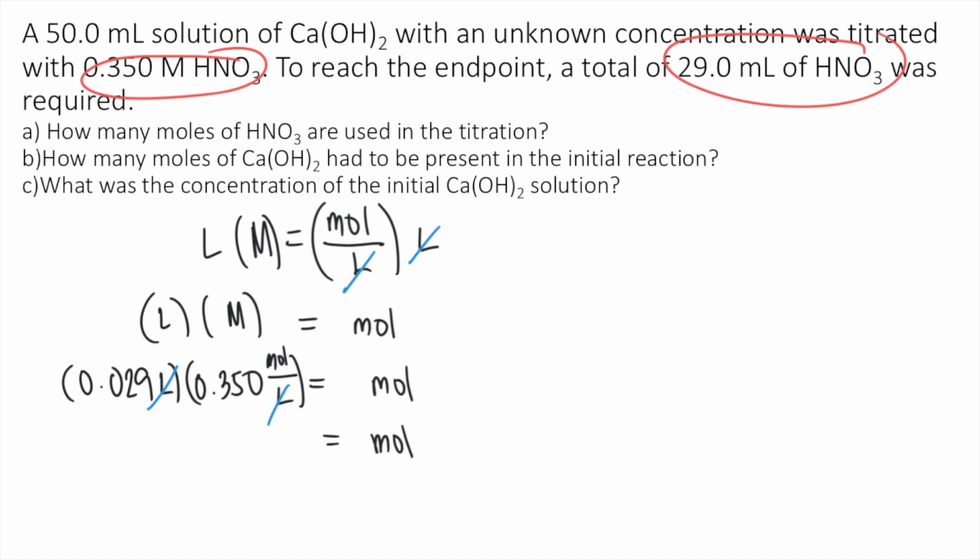So to get the moles, that's 0.029 times 0.350. And when you solve that, you will get 0.01015, and that's your moles of HNO3. So the answer to part A is 0.01015.